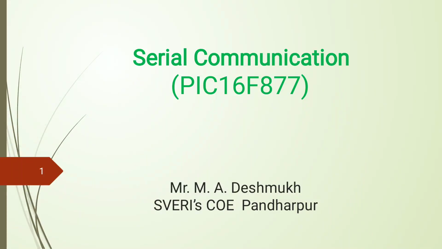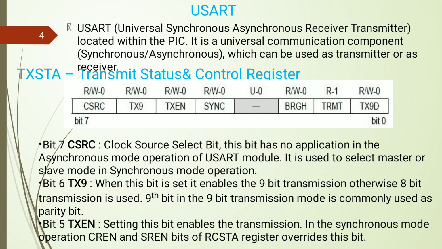Hello friends, as we have already discussed regarding serial communication of PIC microcontroller, some basics like types of serial communication and subtypes of serial like synchronous and asynchronous serial communication. Along with that, we have discussed regarding the USART, that is universal synchronous and asynchronous serial communication, in that the two registers which are used for accessing or developing the communication between transmitter and receiver.